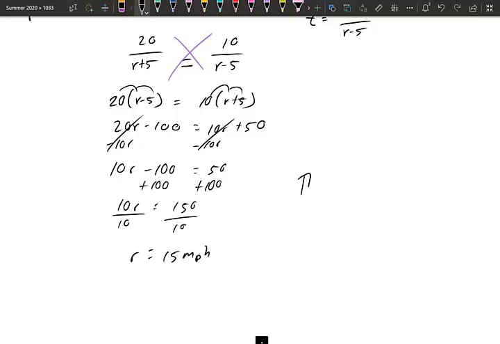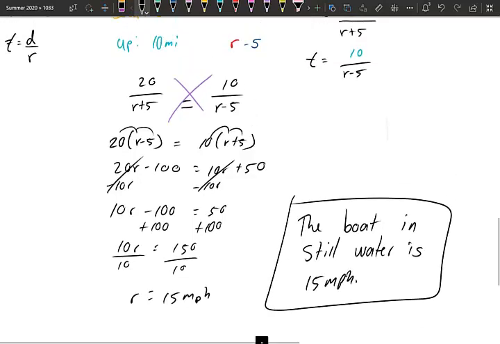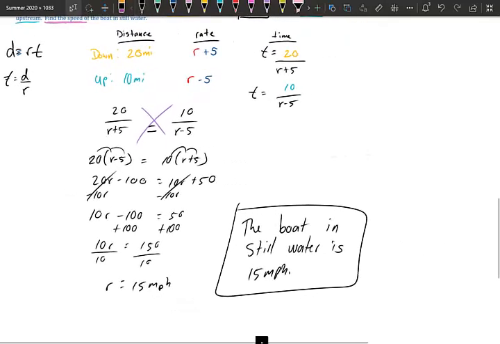So the boat, that's how fast it's traveling. The boat in still water is 15 miles per hour. That means if there was no current, that's how fast we're traveling. And doesn't it make sense though? 15 plus 5, and then 15 minus 5.